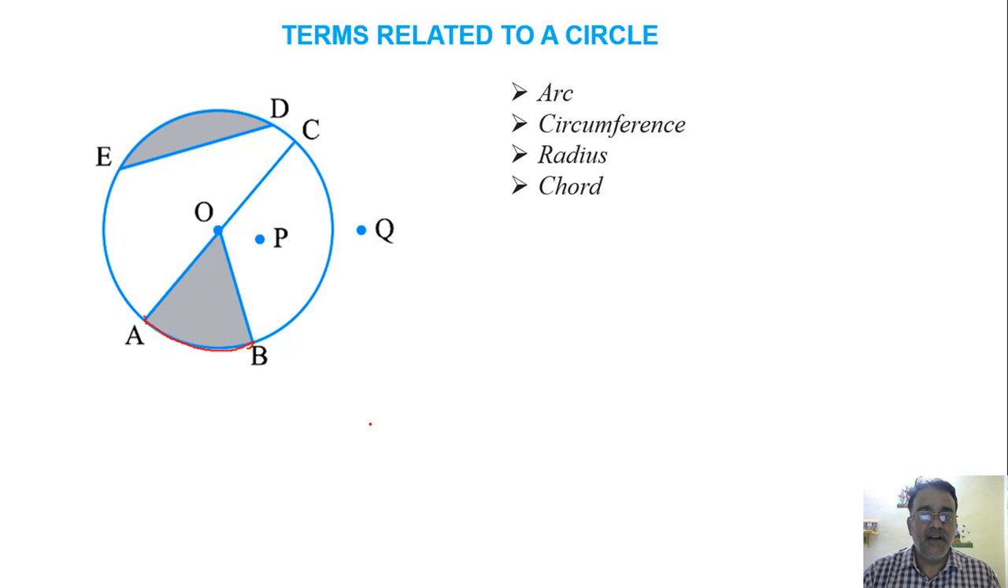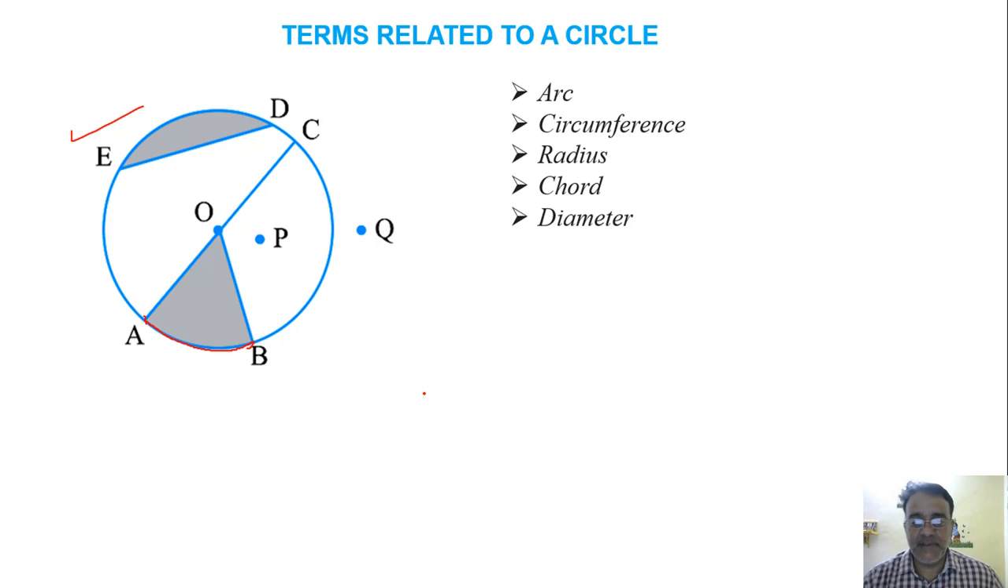Okay, and next is diameter. Before that, can you identify a chord in this diagram, Rohini? Sir, ED. Chord ED. Any other chord? Sir, AC. AC, right, AC.